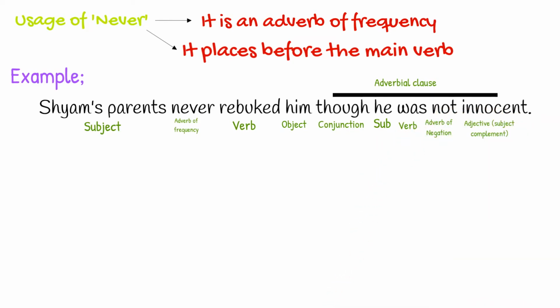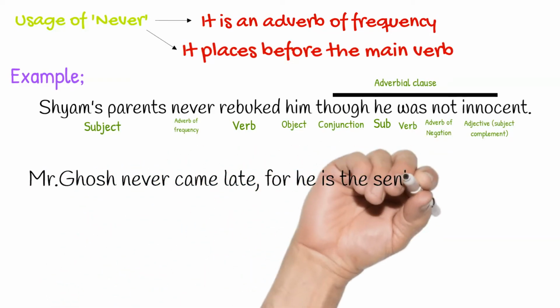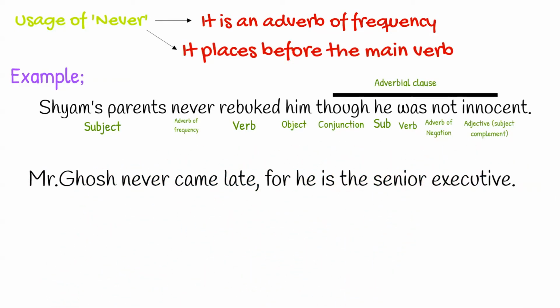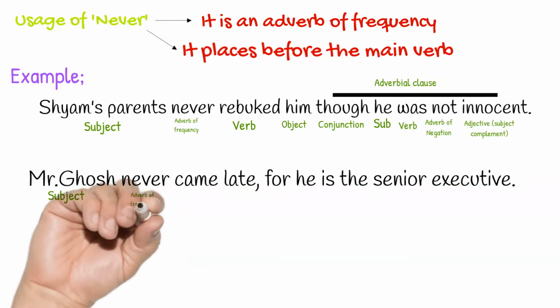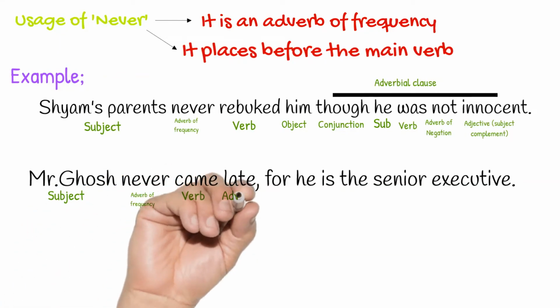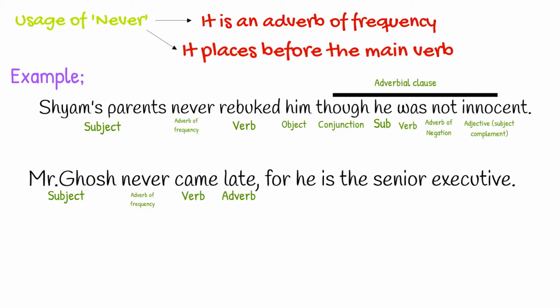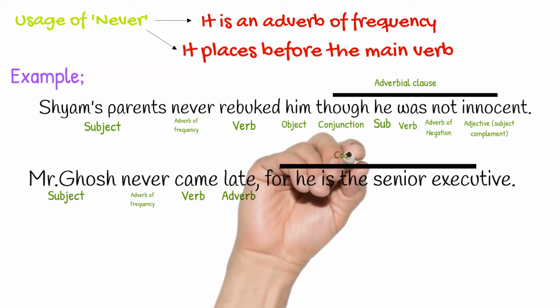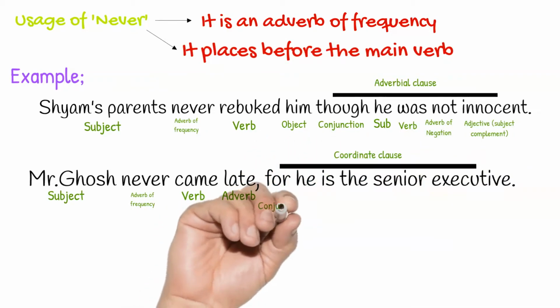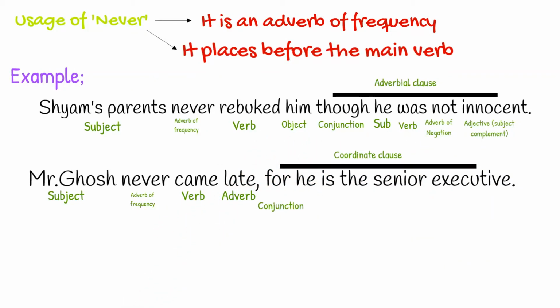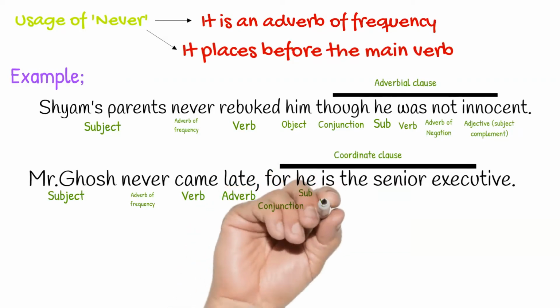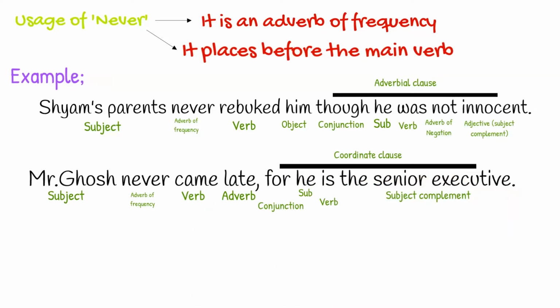Next. Mr. Ghosh never came late, for he is the senior executive. In this sentence, Mr. Ghosh never came late is the principal clause. Mr. Ghosh is the subject, never is the adverb and it modifies and negates the main verb came, and late is the adverb of time and it modifies the verb came. For he is the senior executive is the coordinate clause. Here, for is the conjunction which joins these two clauses. He is the subject, is acts as the verb, the senior executive is the subject complement.